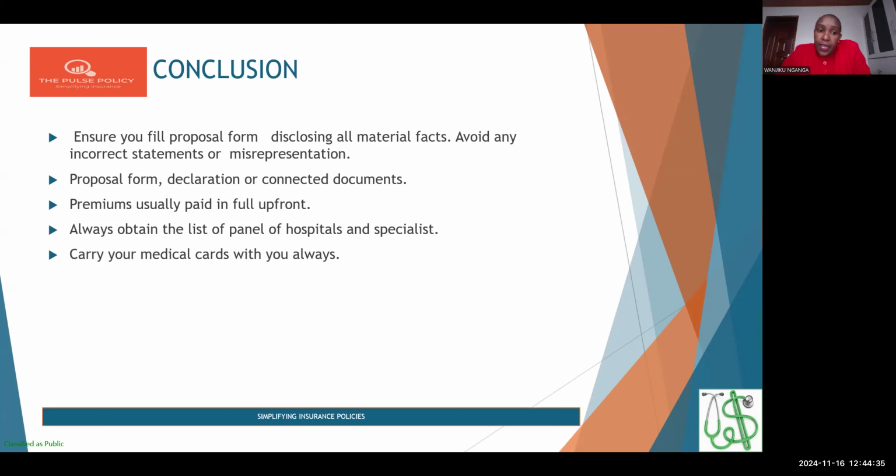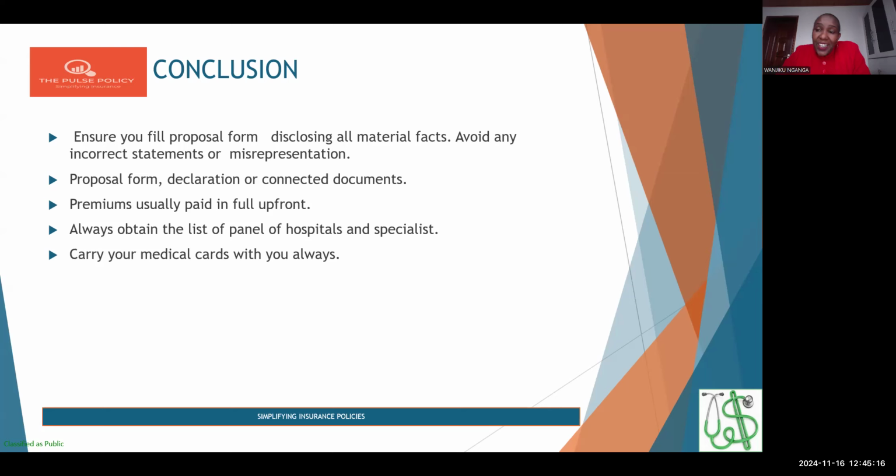Always obtain the list of the panel of hospitals and specialists. It's very important. Also know which hospitals are going to charge copay and which are not. Carry your medical cards all the time. Look for somewhere to carry those cards. You need them at some point, for example, if somebody has been in an accident and needs to go to hospital. But nowadays we have smart, virtual cards on your email, so you don't need to carry your medical card. Some companies give virtual cards, which are very good. But where your card is physical, ensure you have it all the time.